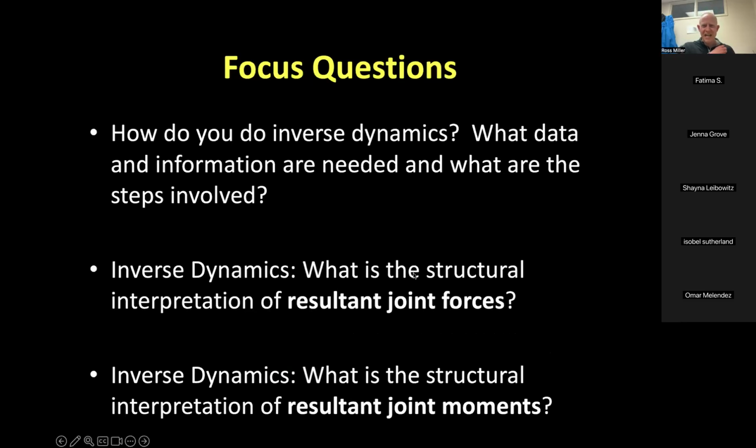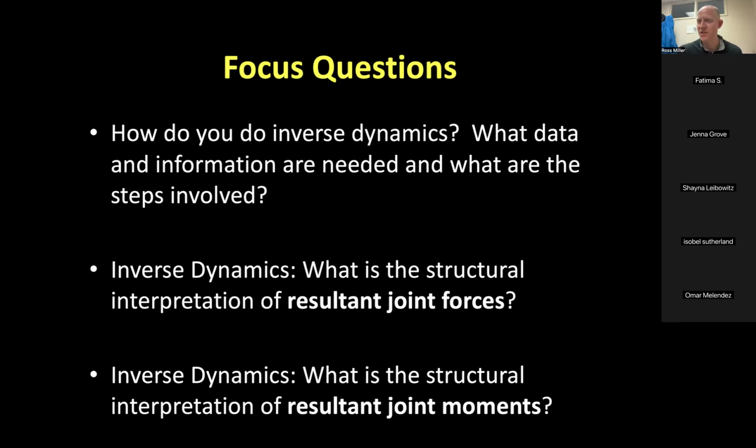Okay, question one. This is kind of a general one. How do you do inverse dynamics? What data or information are needed, and what are the steps involved? The way that you do it is by applying Newton's laws, at least the force laws of physics, F equals ma, and things like that, to a free body diagram of an individual body segment. The data that you need are the motion of that body segment, the external forces acting on that body segment, and the anthropometry of that body segment, its mass and shape and distribution of the mass.